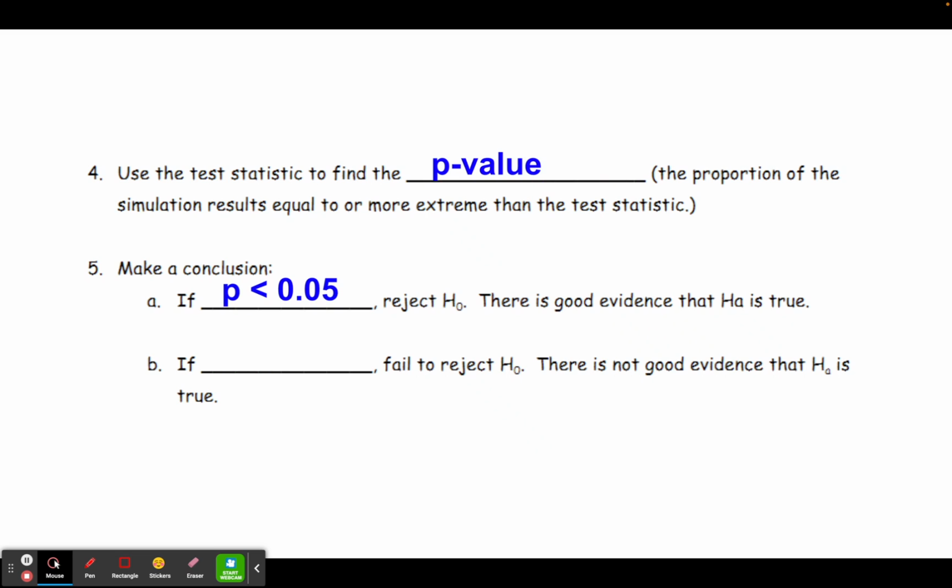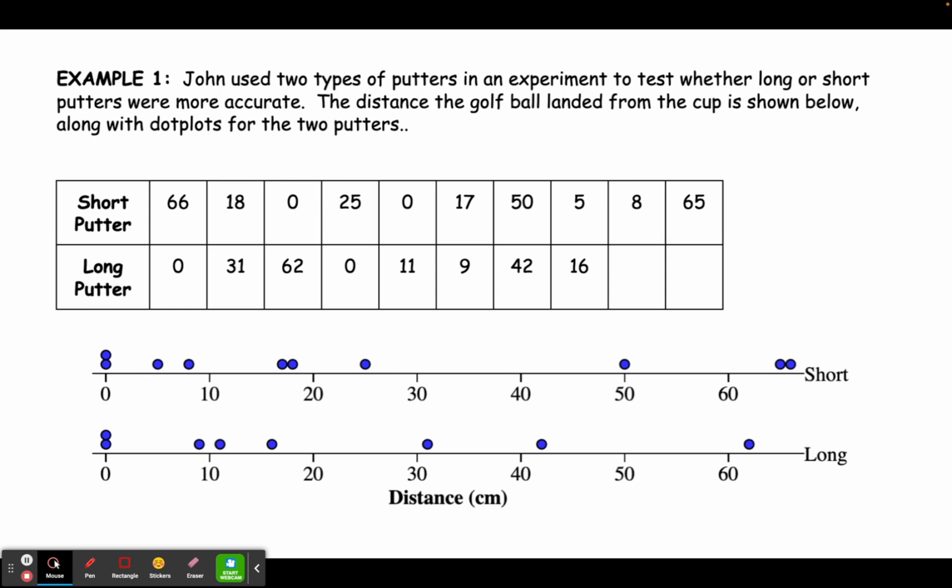So if our p-value is small, meaning less than 5%, we reject our null hypothesis. That gives us good evidence that our alternative hypothesis is true. If the p-value is 5% or greater, then we fail to reject our null hypothesis. That means that we do not have good evidence that our alternative hypothesis is true.